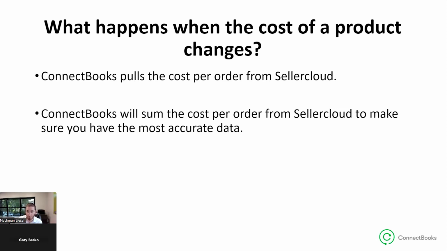Also regarding kits and bundles, it doesn't matter whatever you bundle, it doesn't matter what type of kit you use. It doesn't matter if you're using secondary SKUs, whatever you're using. We get the cost per order from Sellercloud once the product ships. So once the product ships, Sellercloud reports what the cost is, and we pull it from there.